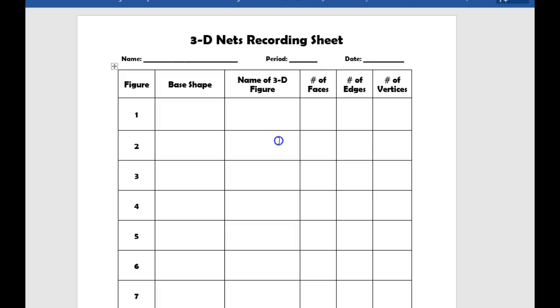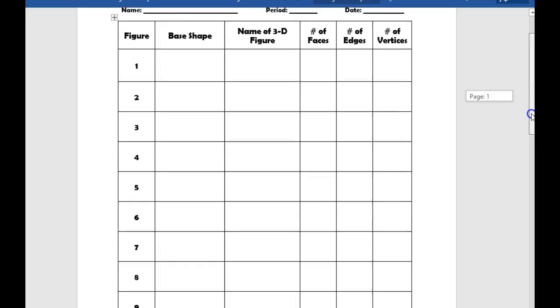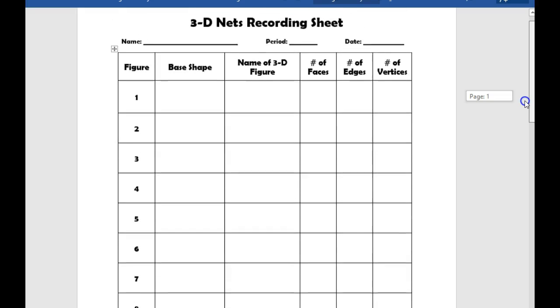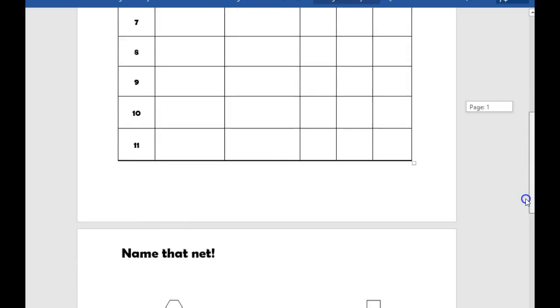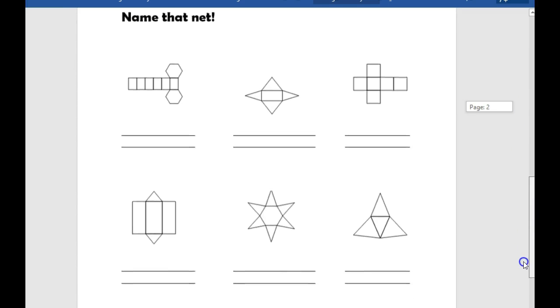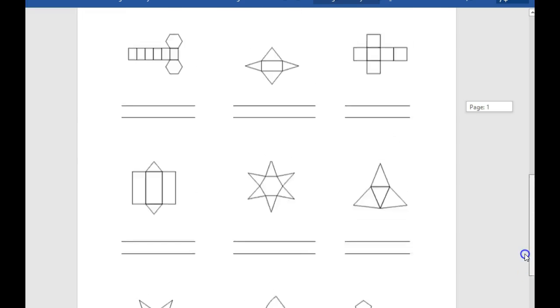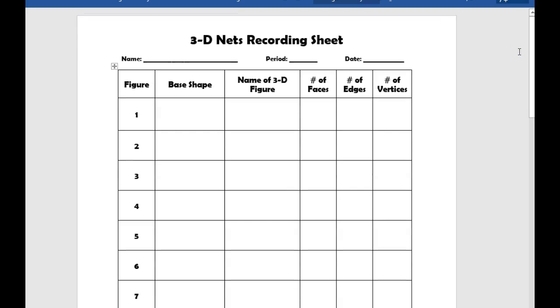But what you're going to do is tell me the name of the base, name of the whole figure, how many faces, how many edges, and how many vertices, okay? So if you get stuck on that, you can always ask us. And then there should be a back to it where you're going to name that net, kind of like what we were doing on the notes, okay? Be very careful when you're doing this. If you're not sure, ask questions, okay? But you've got the rest of class to finish this up.